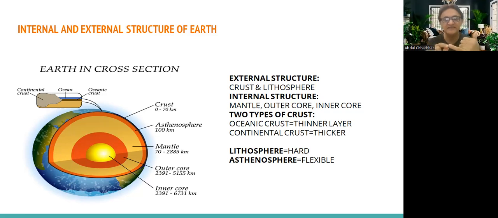However, the oceanic crust is thin, and the lithosphere is the hardest part, and the asthenosphere is the flexible one. So whenever there's a movement of the tectonic plates and an earthquake, it damages the lithosphere, because it's hard and breaks, makes cracks and causes destruction. And the asthenosphere, which is flexible, is unbreakable.